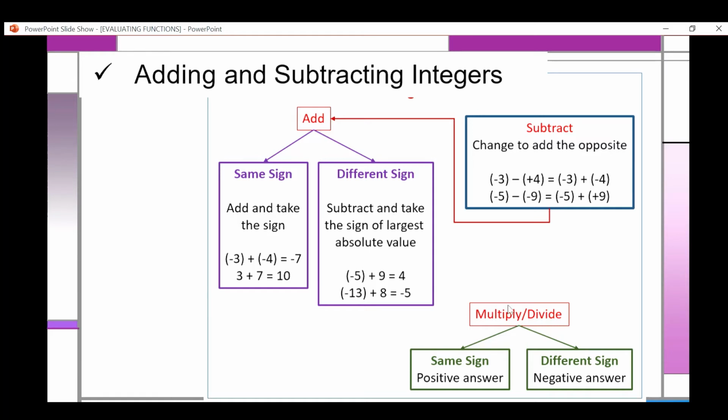Then, kung multiply naman or divide, pag multiply, same sign, so positive. Pag different sign, negative. Okay? So, halimbawa dito, pag same sign, positive over positive, that's positive. Negative over negative, that's positive. And this one, dito naman sa different sign, negative over positive or positive over negative is negative. Same rin sa multiplication. So, negative number times positive is negative. Okay?